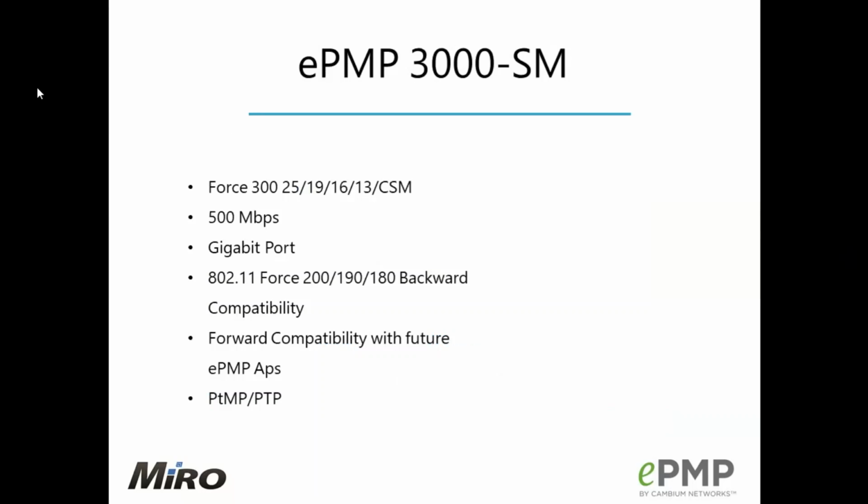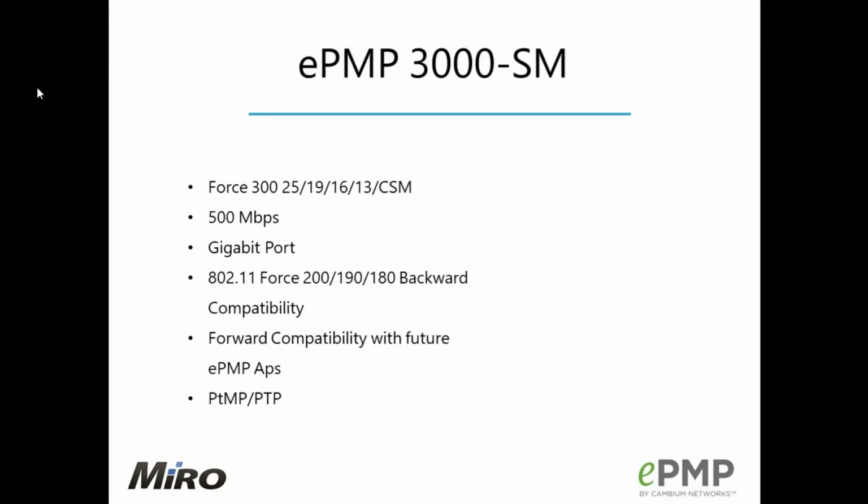With the ePMP 3000 range, the relevant subscriber modules will be your Force 300 range. Okay, so basically these are going to be compatible with that 4x4 MIMO technology. So anything else, Force 180, Force 190, I'm going to touch on it now. It will work with the ePMP 3000, but you're not going to get 4x4 MIMO functionality, because you're going to have to step the network back from an AC Wave 2 network to a 802.11n network.